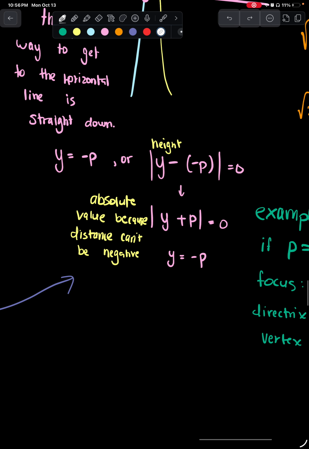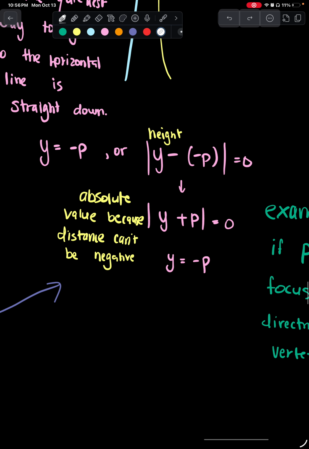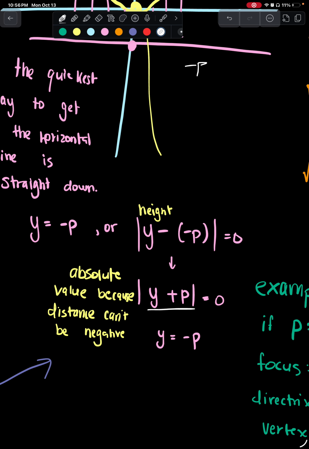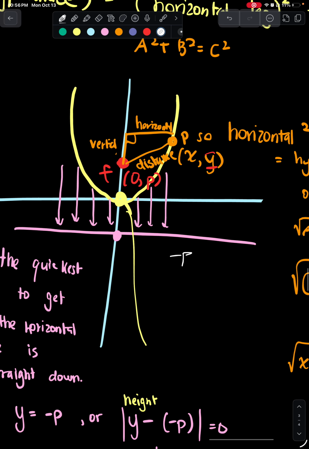So this equation is y plus p, because you're subtracting the negative p from the height of this. We're comparing the y values again: y2 is this one, minus y1, this one, negative p. Y minus negative p is just the same thing as y plus p. And then we have absolute value bars because we don't care about if it's negative or not.